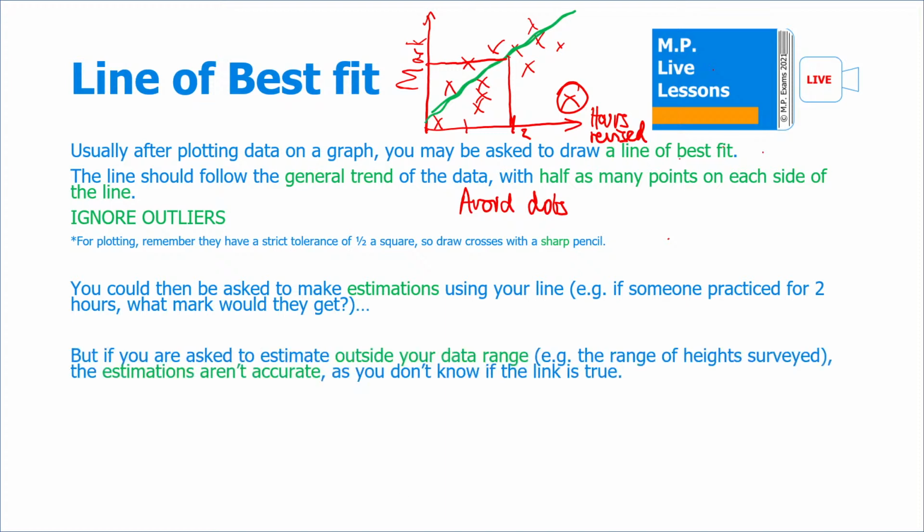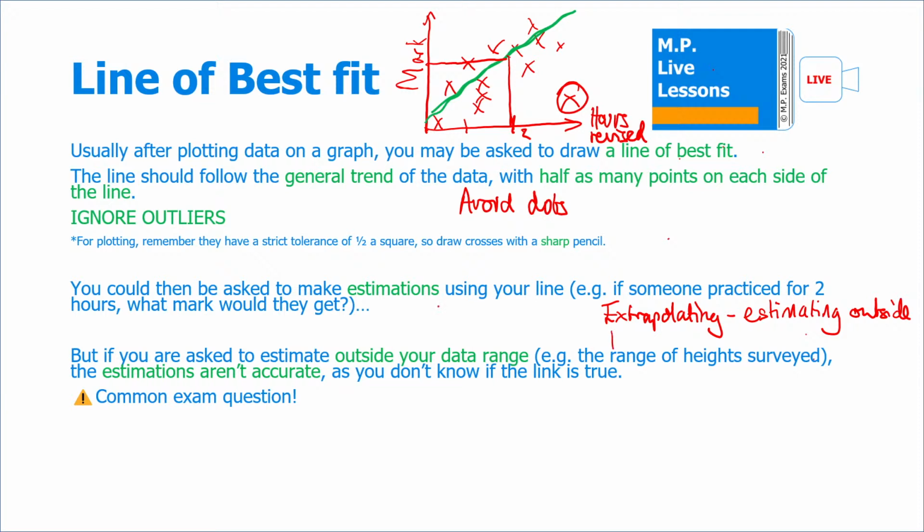Now, however, if you're asked to estimate outside your data range, for example, one person revised for, let's say, 4 hours a day, and that was your largest number. You can't estimate someone who revised for 5 hours, more than that, because you don't have data. You don't know what the trend is going to be like beyond your data. So that's actually a common exam question as well. You can call this extrapolating, so that's estimating outside the data range.